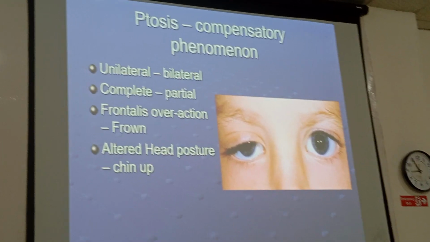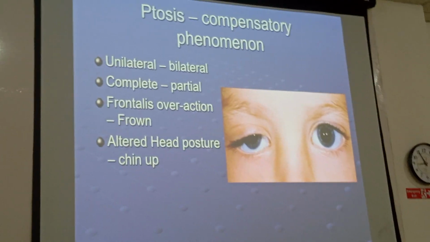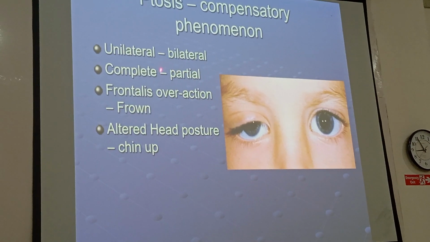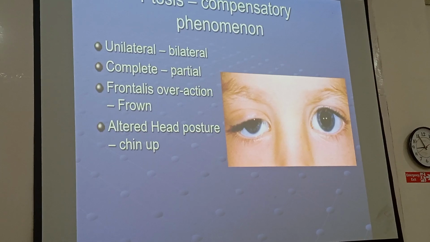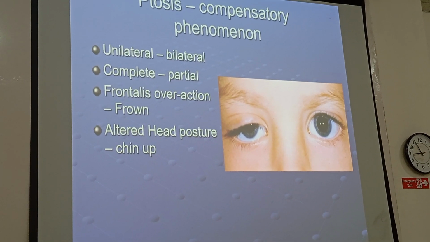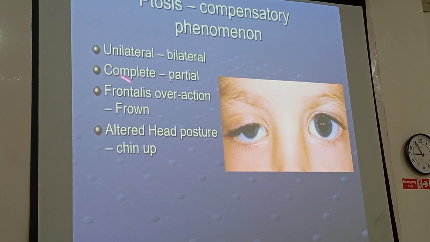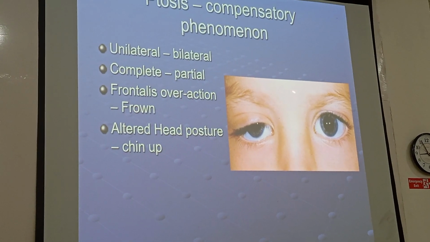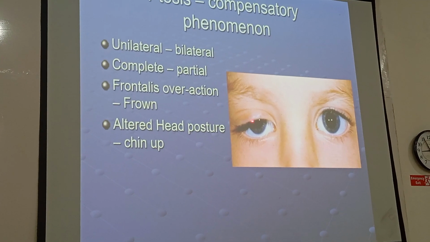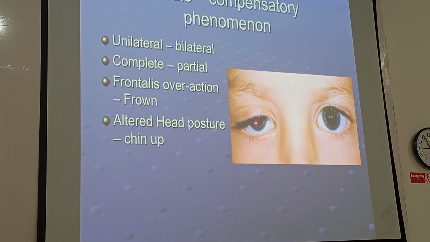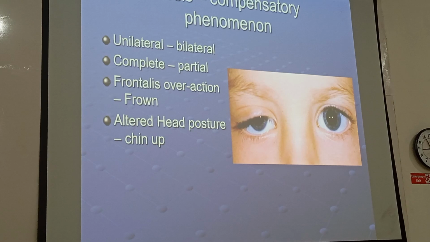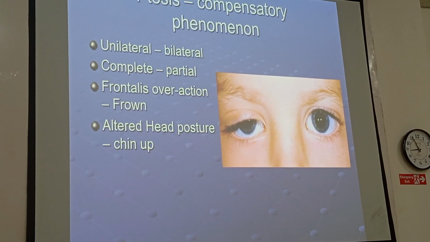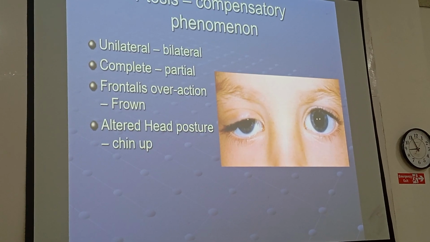But the things which theoretically you must know, when a patient comes with ptosis, first of all, with a torch, you will just observe the face of the patient. Is it unilateral or bilateral, complete or partial? Frontalis overaction, that is, if there is ptosis of the lid, the patient unconsciously uses his frontalis muscle and frowns to see things. Is there any frowning? Altered head posture.